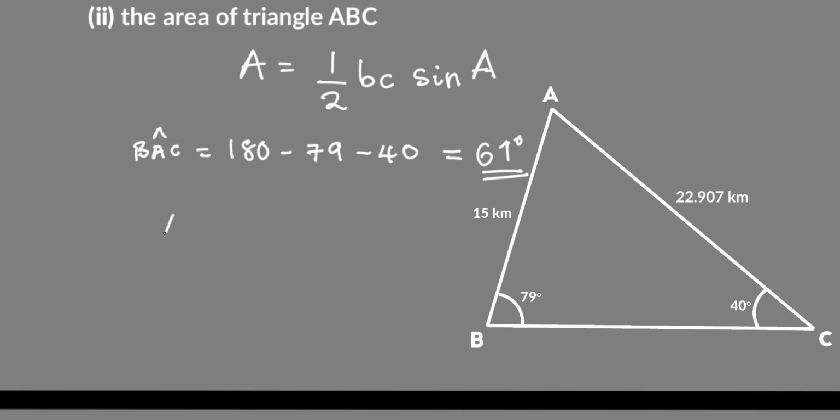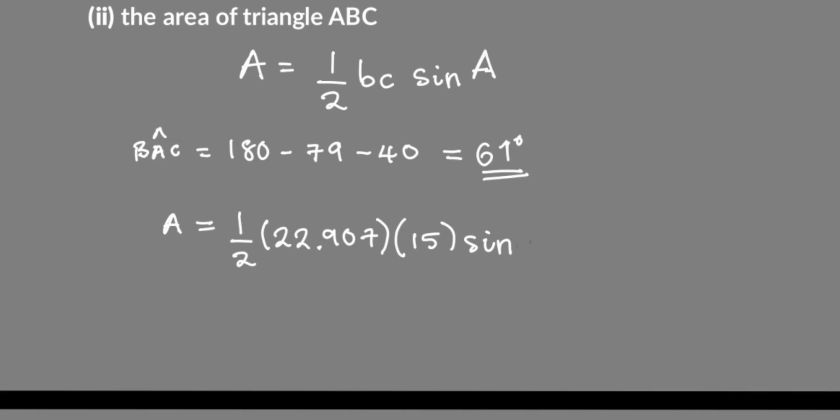So we said area is equal to half. The side B is the one opposite 79 degrees, and we calculated the value AC, if you can remember, it was 22.9. If you want, you can say 22.907, there's no problem, but just remember to keep your answers as accurate as possible. The side C is the one opposite 40 degrees, which is 15. Then now we're finding sine 61. We use the calculator to find the area.